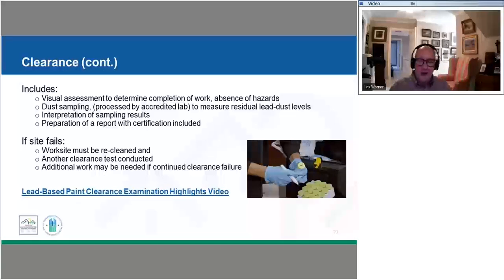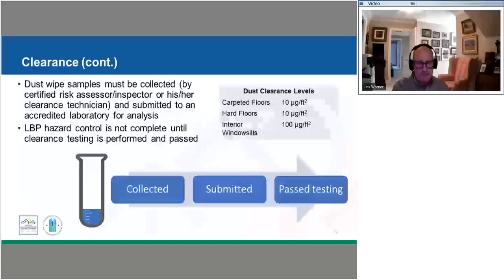Hopefully, we will not continue to need to do that, but we're not going to be finished until our tests all come back passing those requirements. And so we're not going to pay the contractor. We're not going to consider the project to be completed until that clearance testing has passed. There again, we've got a video here that you could watch, which takes you through that process and allows you to follow along as that's being done.